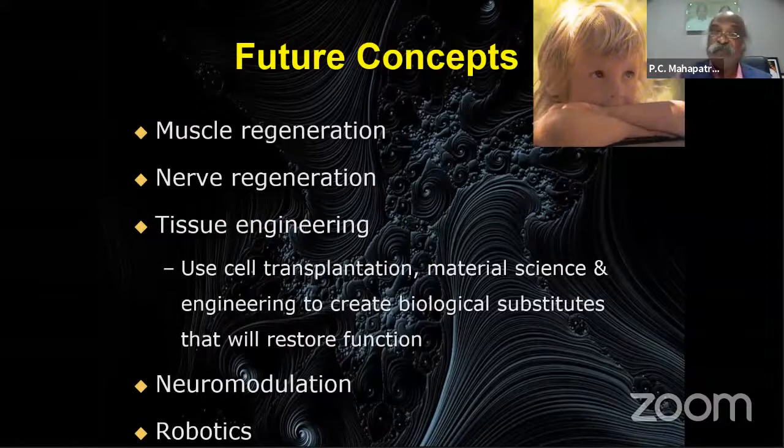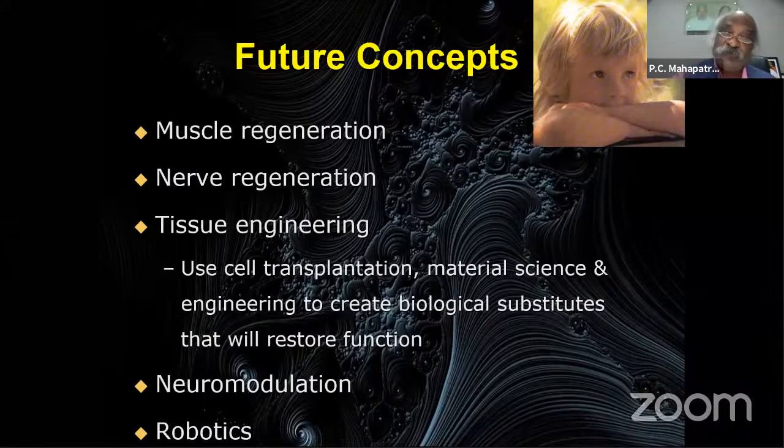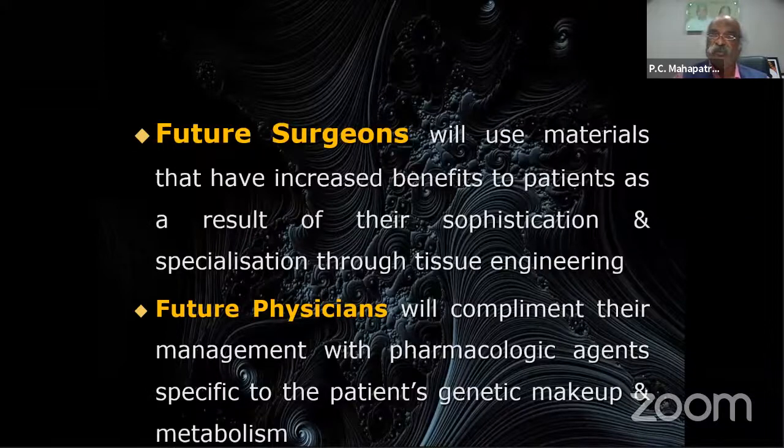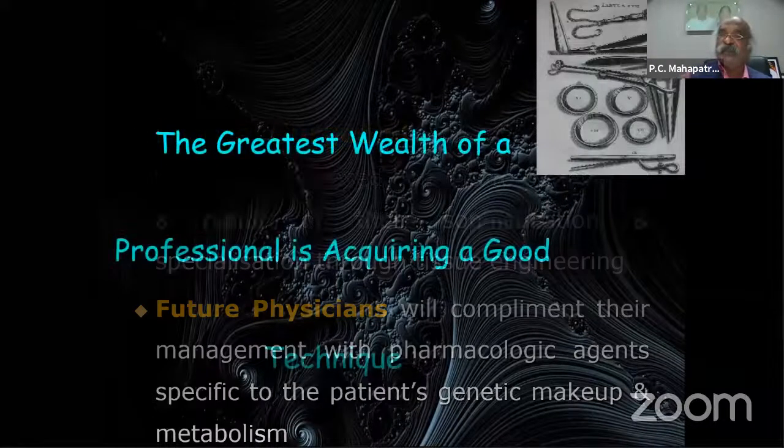And what are the future concepts? In future, it could come out, and I'm sure it will come out. Today it seems such a fantasy, and fantasy is the beginning of innovation. I believe that. Muscle regeneration could be there. Nerve regeneration could be there. Tissue engineering, use of cell transplantation, material science and engineering to create biological substitutes that will restore function. And neuromodulation and robotics have an enormous place in the future, and time will say how effective they are. Future surgeons will use materials that have increased benefits to the patient as a result of their sophistication and specialization through tissue engineering. And future physicians will complement their management with pharmacological agents specific to the patient's genetic makeup and metabolism. That will be a blend of surgeons and physicians, so that we find a new world.